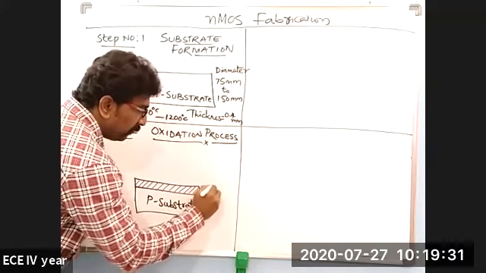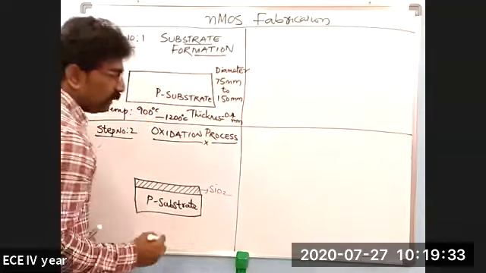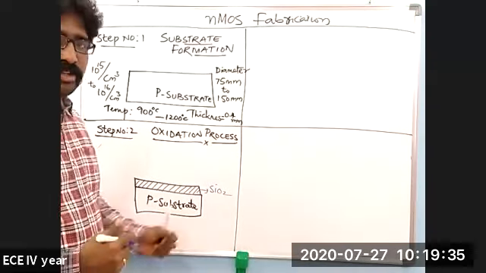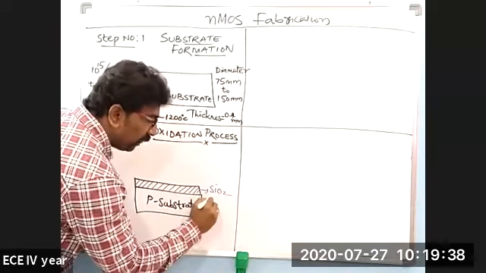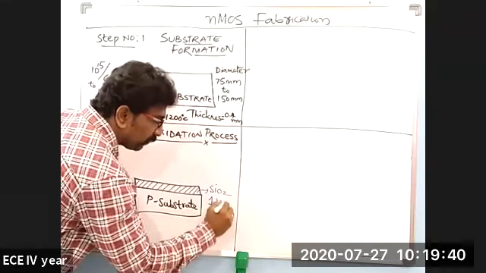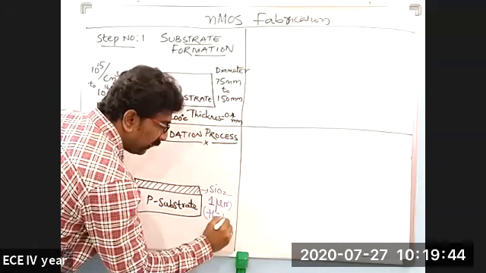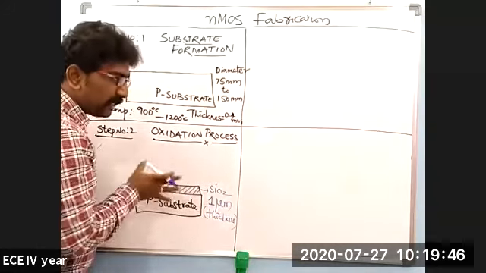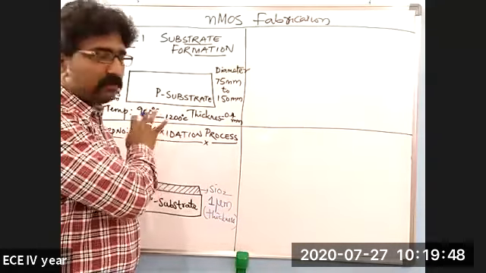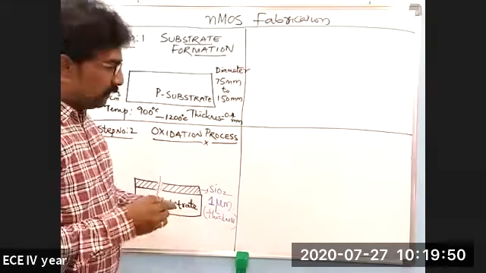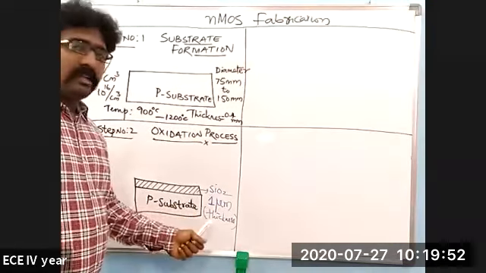Oxide layer will be formed. This is SiO2. The thickness of this oxide layer will be 1 micrometer, and this oxide layer will be termed a thick oxide throughout the next steps.